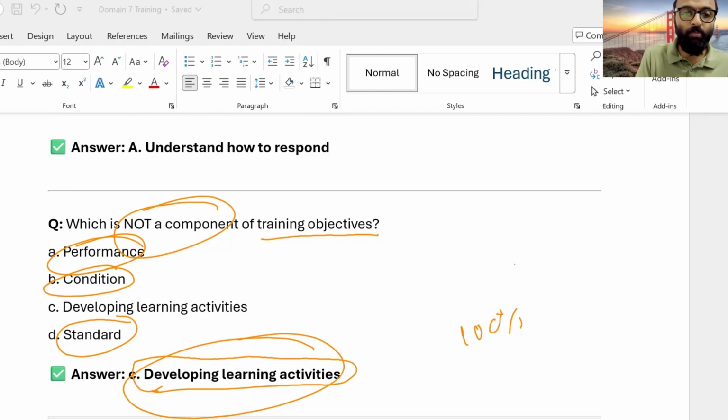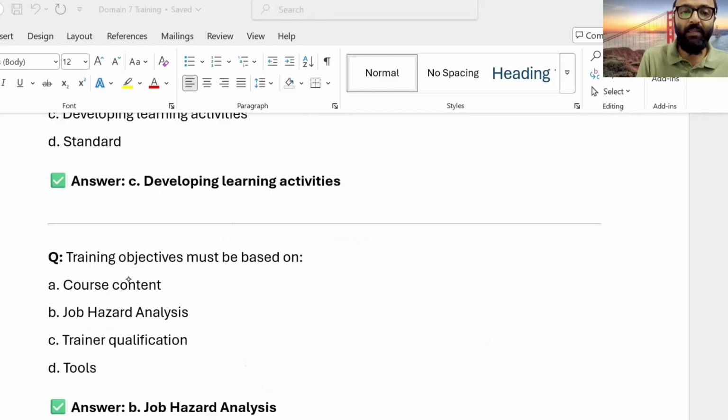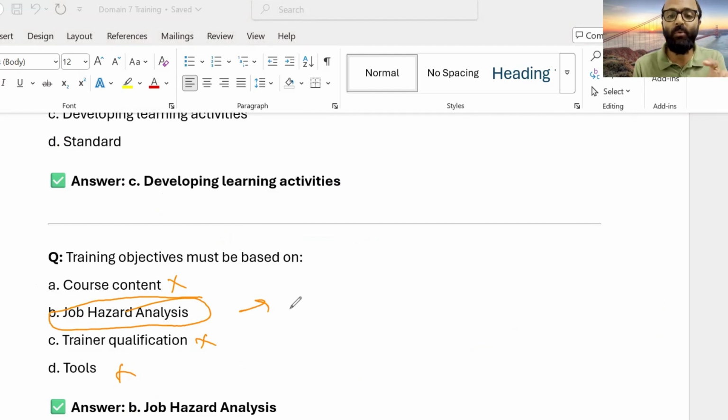Training objective should be based on course content, job hazard analysis, trainer qualification, tools. Tools, definitely not; the training objective is not with respect to the tools. It is not for trainer qualification, because we can select the trainer based upon his qualification. Course content, no, it is based upon the job hazard analysis. See, according to the hazard, once you understand the hazard, to nullify that hazard and to train on that hazard, you will be making the training objective. Okay.